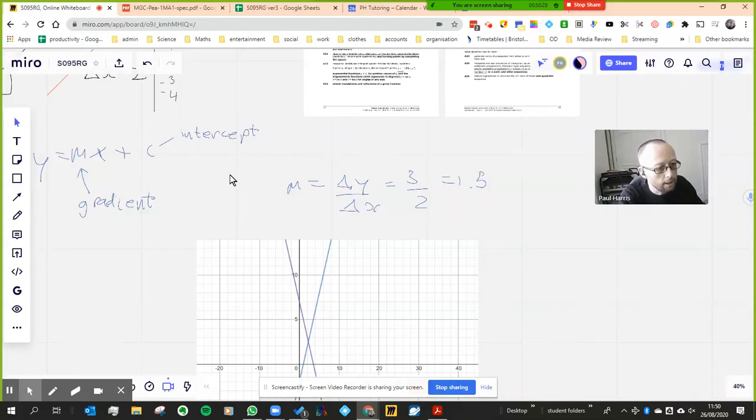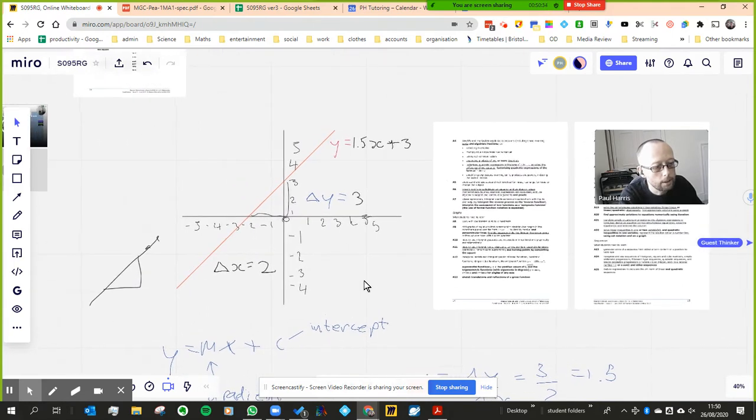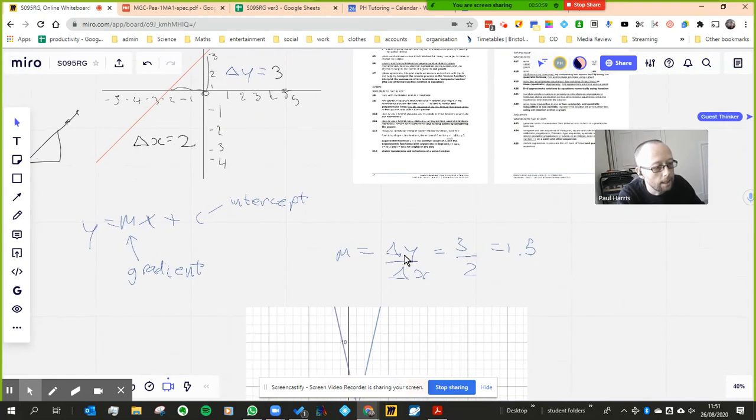Okay, so just to summarize then, we're looking at straight line graphs, and all straight line graphs have the form y = mx + c, where m and c are constants. The c is the y-intercept, and the m is the gradient. In other words, how steep the line is. We work out the gradient by calculating the change in y over the change in x.